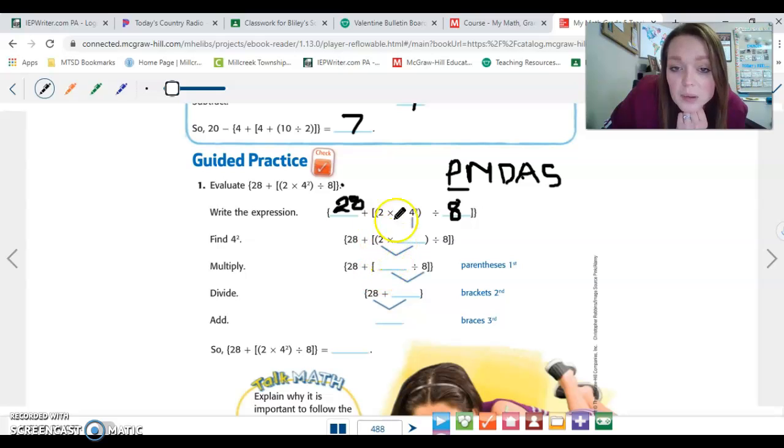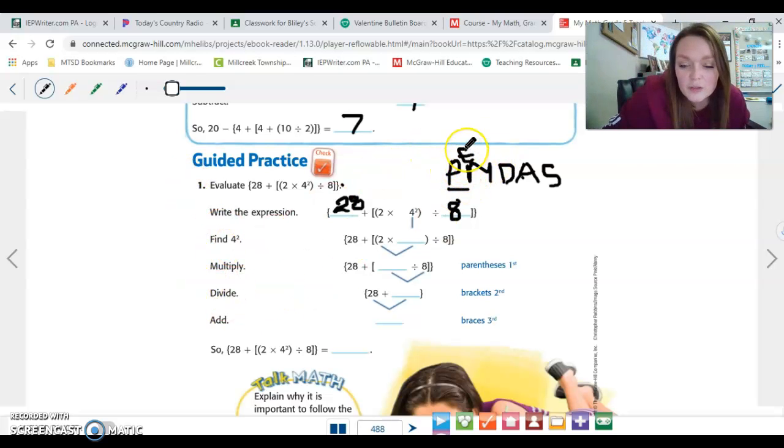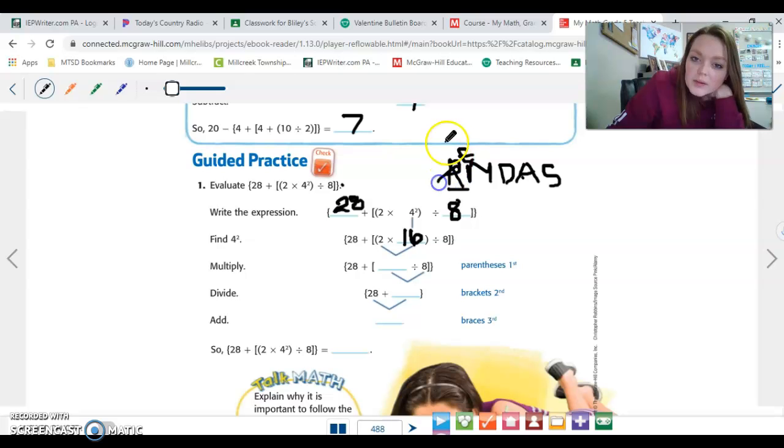Parentheses. In my parentheses, I have 4 squared. Mrs. Blythe forgot an E. Sorry. So I have 4 squared, which is exponents. 4 squared, or 4 times 4, is 16. I'm going to do my parentheses. I'm going to multiply. 2 times 16 is 32.